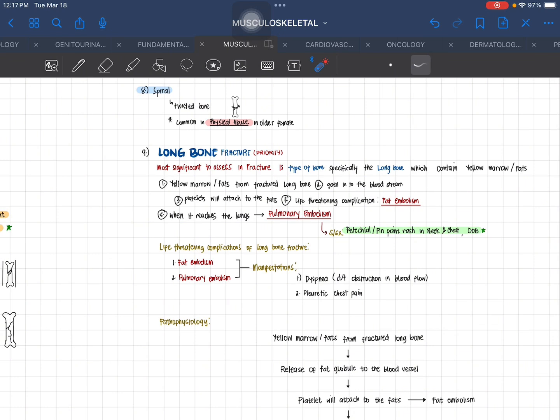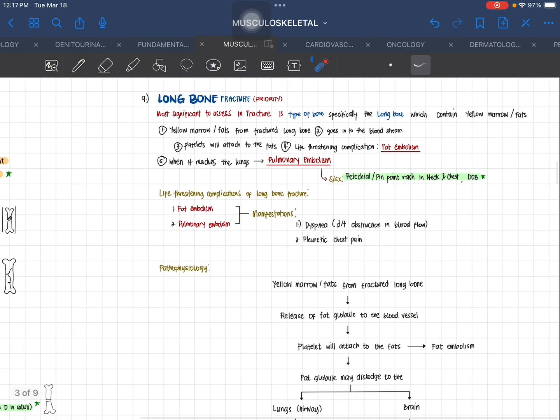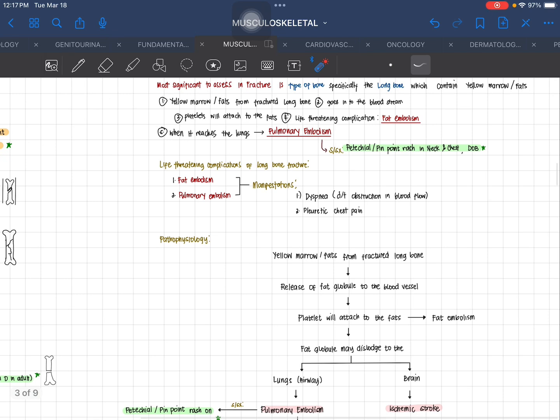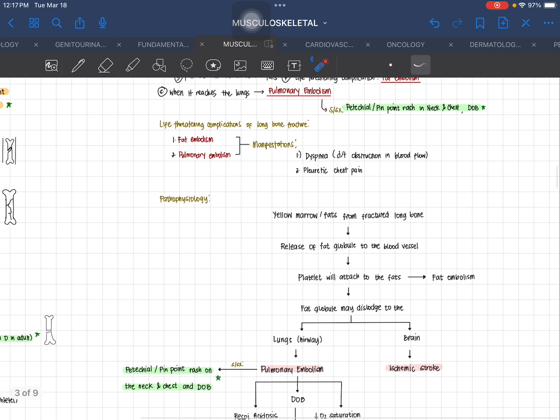Sa long bone kasi, makikita to sa femur part ha. Nagko-contain siya ng yellow marrow o fats. So, yung yellow marrow o fats from fractured long bone, kapag na-release yung fats na yon sa blood vessel, yung platelet, mag-a-attach siya sa fats. So, didikit siya dun sa fats, magkakaroon ka ng fat embolism. Delikado na rin to. Ito palang life-threatening na.